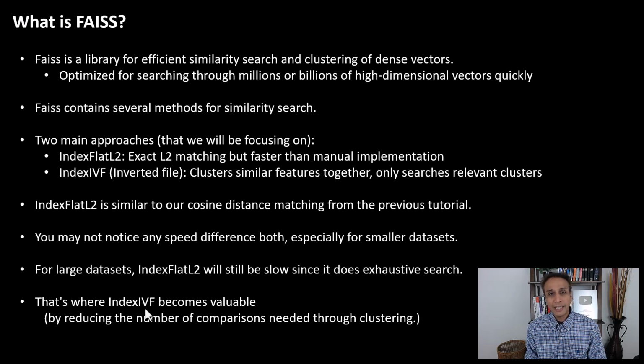Okay, now again, why is this faster? Because it reduces the number of comparisons needed through clustering, because it actually pre-clusters. So it only looks at the relevant clusters and not through every data point, which really helps when you have billions of images that you're trying to search.